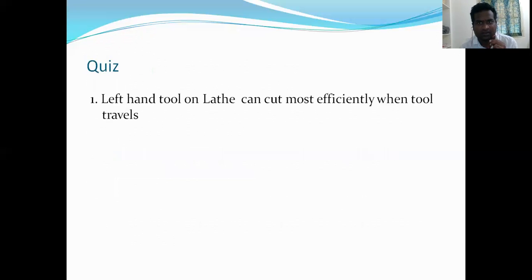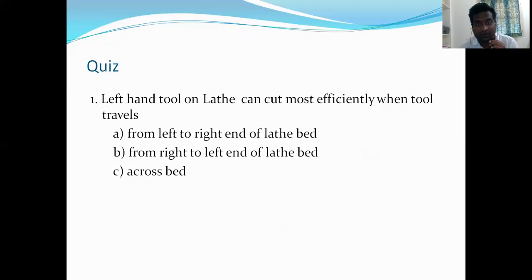Based on this, we need to do some quiz questions, right? That is, a left hand tool on lathe can cut most efficiently when the tool travels from which end of the lathe bed? So the name itself, left hand tool. So that's why from right hand to left hand of the lathe bed is the answer. We have told that, not thinking, we can directly tell that the left hand tools are moving from right to left end of the lathe bed. Sorry, left hand tools moving from left to right.